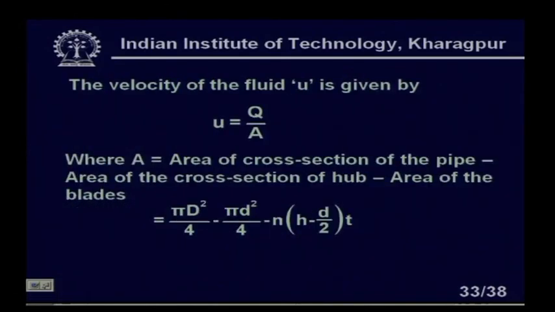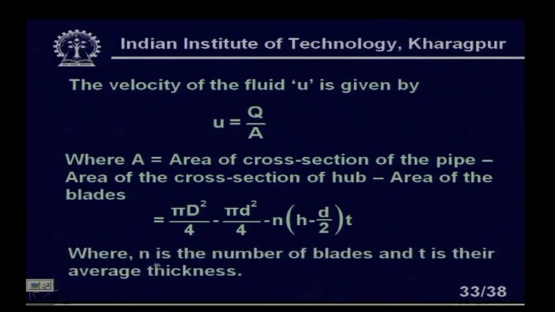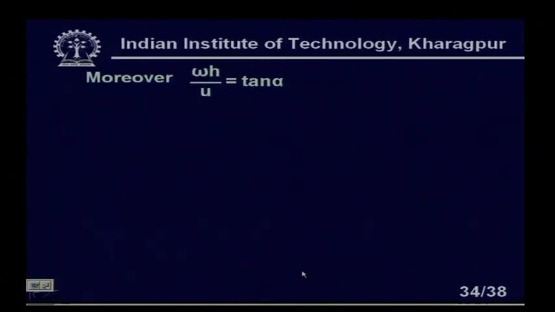So, this is our expression we have shown: pi d square by 4, the total area of cross section of the pipe, minus the area taken by the hub, minus the area taken by the blades, right. So, where n is the number of blades and t is their average thickness.